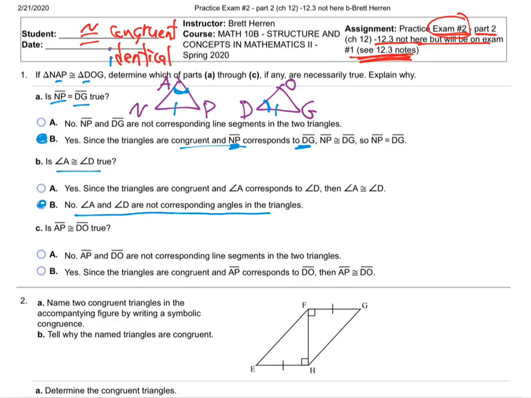And how about question C? Is AP equal to DO? So AP, this side, equal to DO, that side? No. Again, they're in different positions. AP's the last two, DO's the first two. Different sides of the triangle, different positions. No. So that's all about knowing if things are corresponding or not.